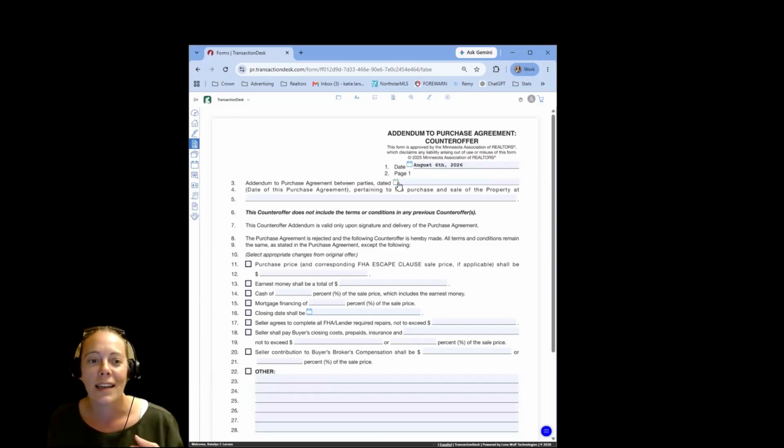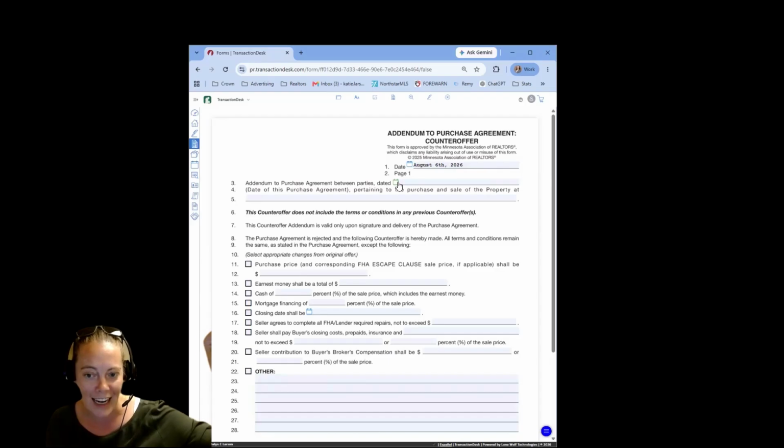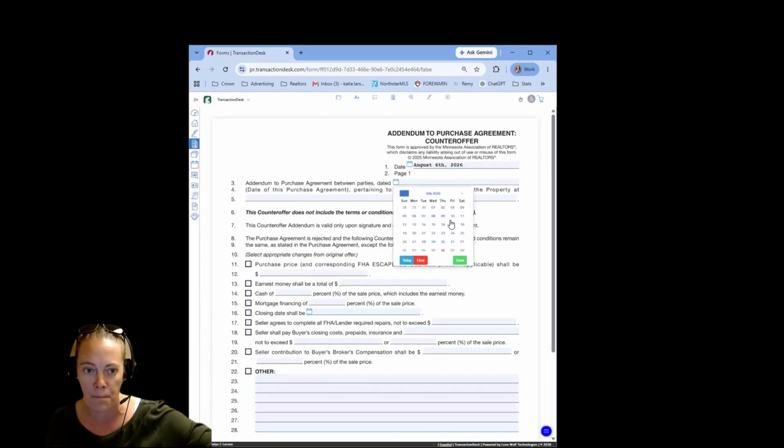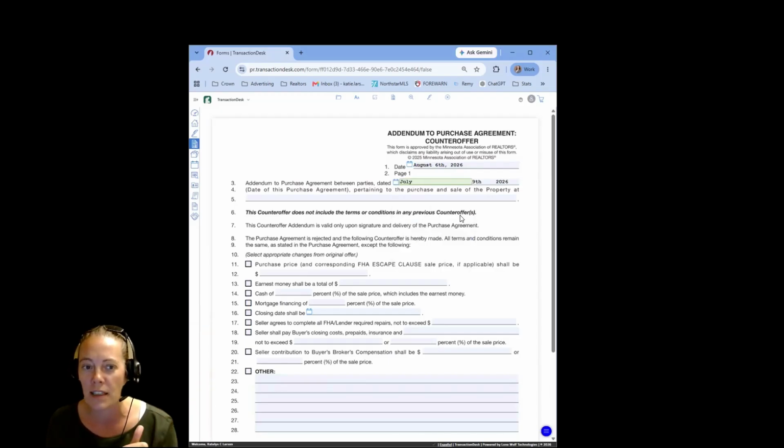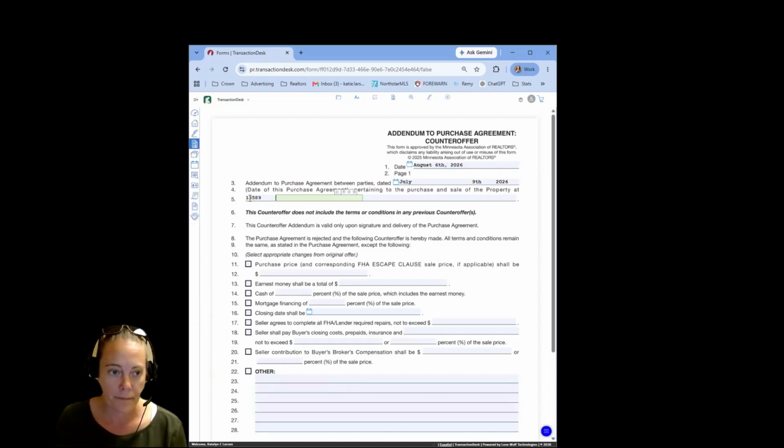Next line on line 3 is the date of the purchase agreement. So like we talked about before, this is not the final acceptance date. This is that reference date on the very top of every page on line 1 of the purchase agreement. Okay. That's what this reference date is talking about. And then the address of the property. Okay.